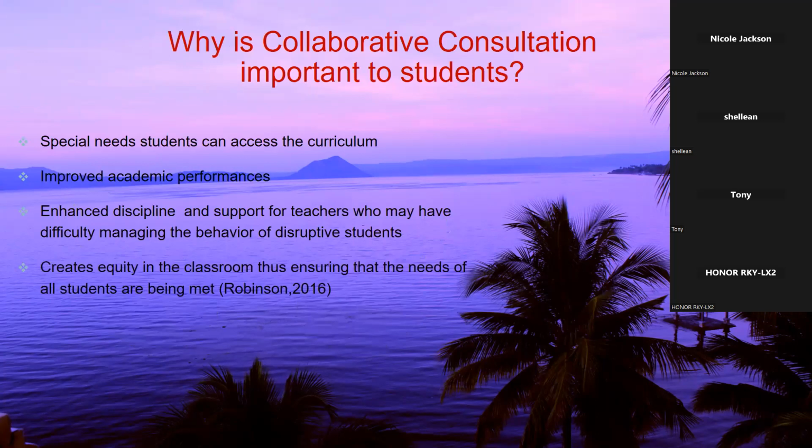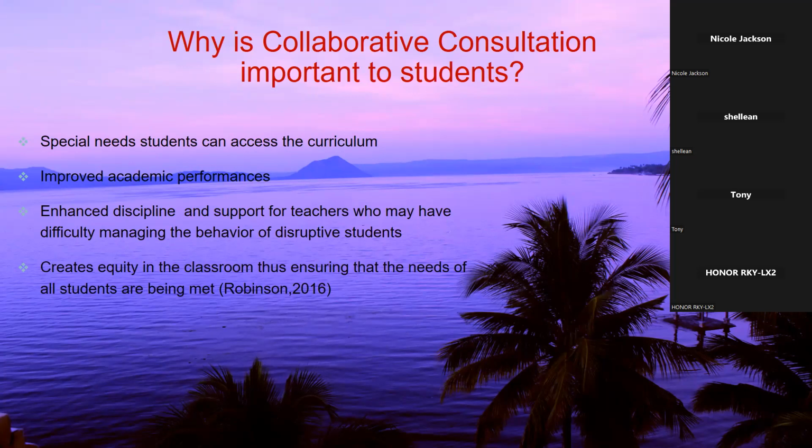Why is collaborative consultation important to students? It says special needs students can access the curriculum. Now, we know that the curriculum is designed for the teacher to teach from the curriculum, right? So it's like a compass. But if the students have certain disabilities, these disabilities prevent them from accessing the curriculum.